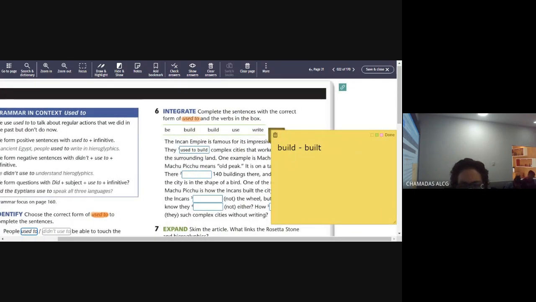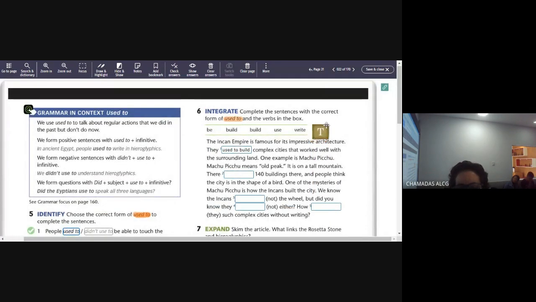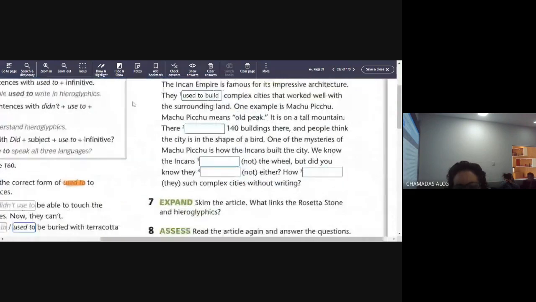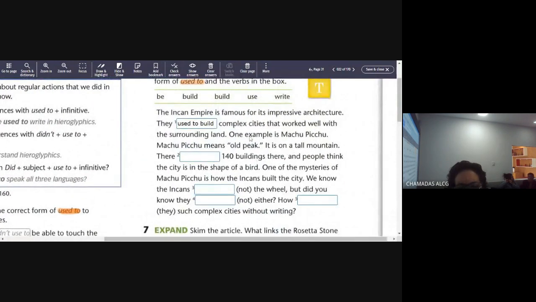Build, infinitive; built, simple past. All right. Now, the next one here. One example is Machu Picchu. Machu Picchu means old peak. It is on a tall mountain.